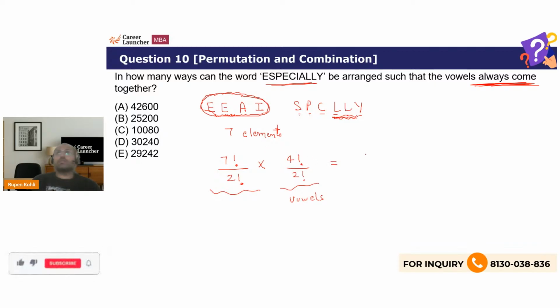7 factorial is 5040 divided by 2 into 24 by 2. So we are left with 6. 5040 into 6. So 504 into 6 will be 30240. That is there, option D. Right? So this is the way to do this kind of arrangement.